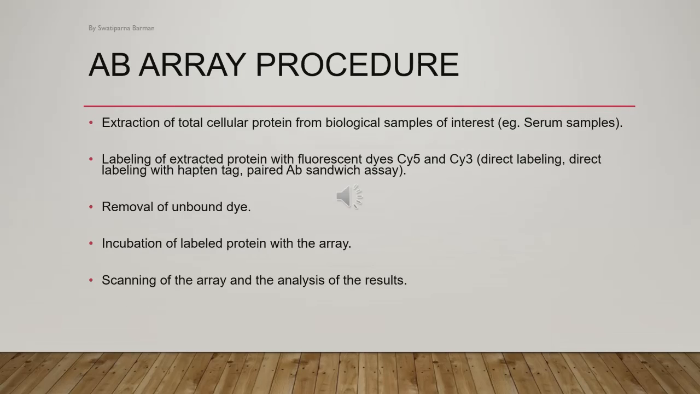Let's know about the antibody array procedure. Extraction of total cellular protein from biological samples of interest. Labeling of extracted protein with fluorescent dyes such as CY5 and CY3. Removal of unbound dye. Incubation of labeled protein with the array. Scanning of the array and the analysis of the results.